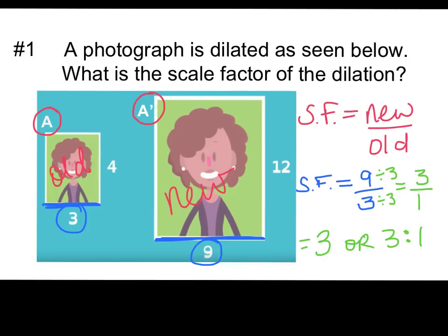So remember what we put in the vocab section. If the scale factor is greater than 1, which it is, then it was an enlargement. If it's less than 1, then it would have got smaller, but it didn't. Our scale factor was a number greater than 1, so we knew that it got larger. Let's try another one.